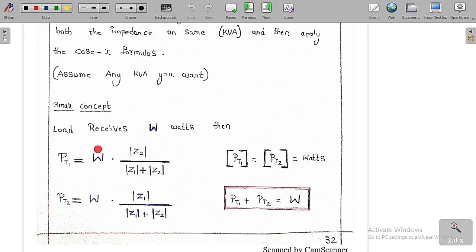So the load is going to receive W watts, the active power. Then the active power sent by transformer 1 is equal to W into mod of Z2 by mod of Z1 plus mod of Z2. Similarly, the active power sent by transformer 2 is equal to W into mod of Z1 by mod of Z1 plus mod of Z2. The units of power are watts. So the total active power sent by transformer 1 and transformer 2 is equal to the load active power received. So P1 plus P2 is equal to W.